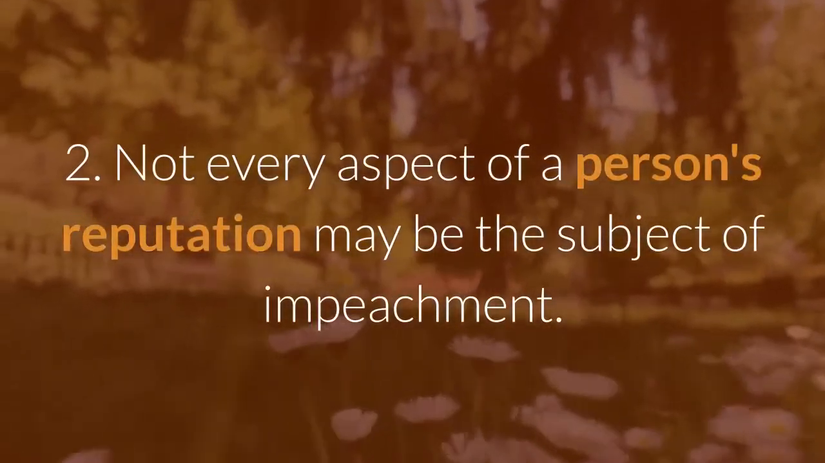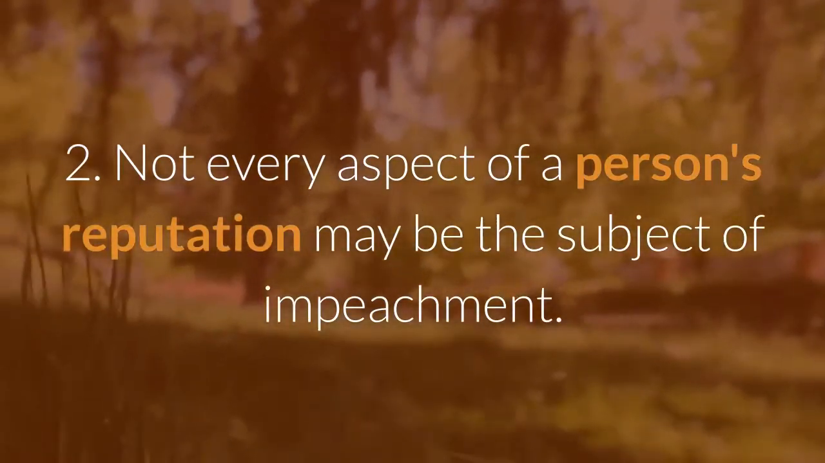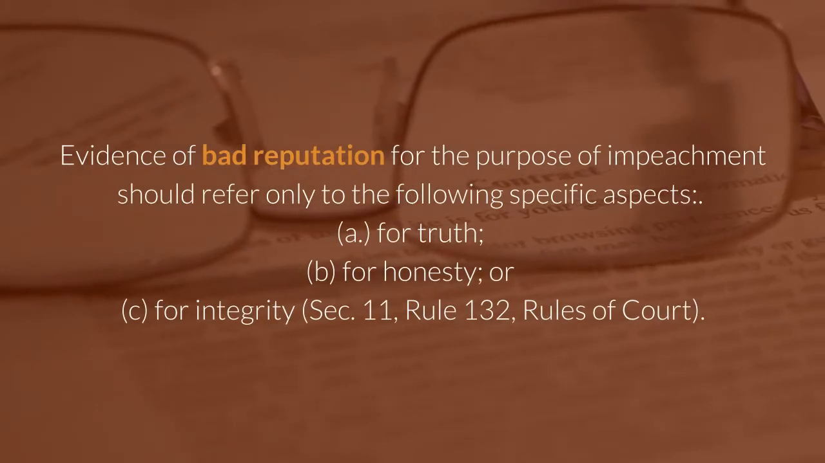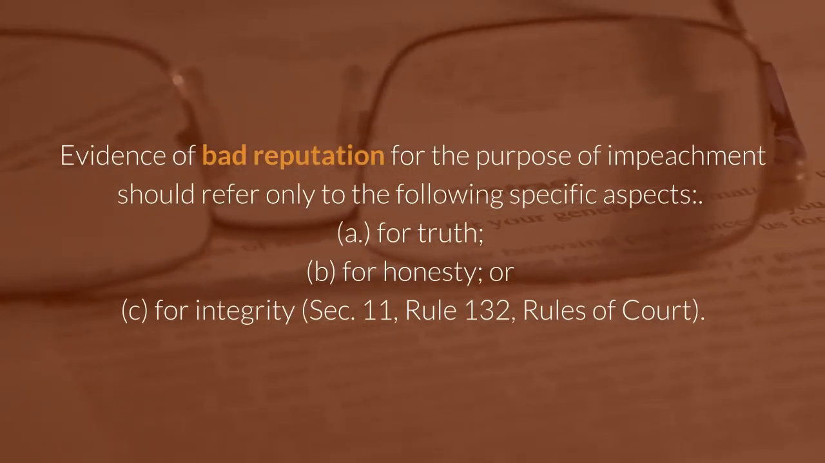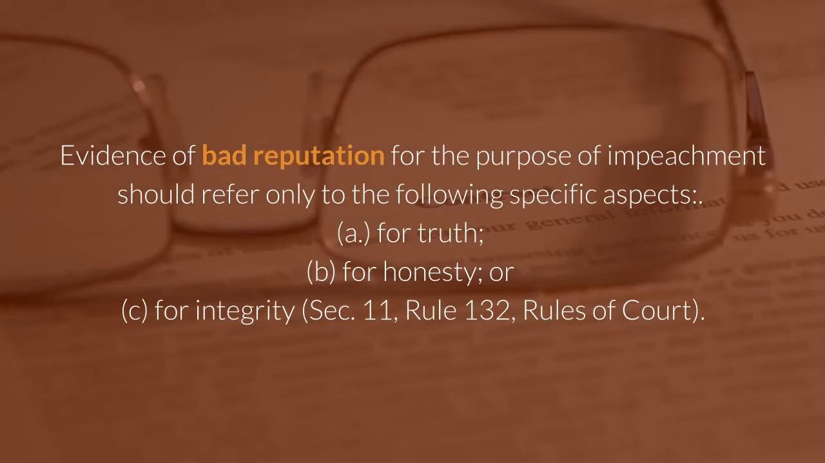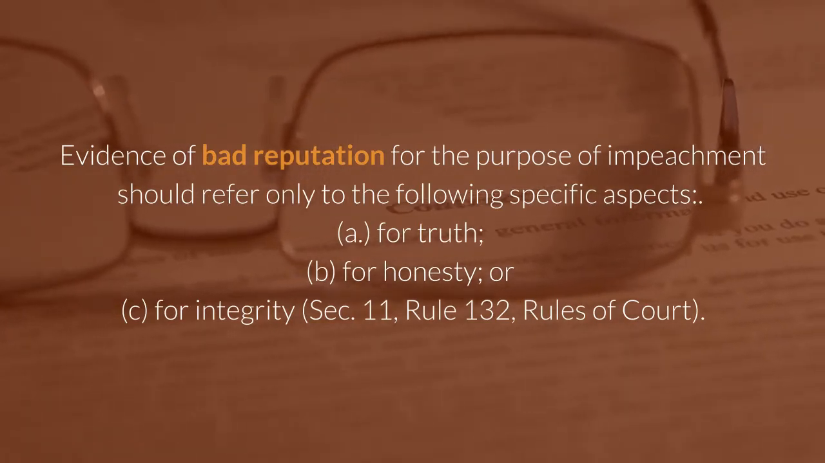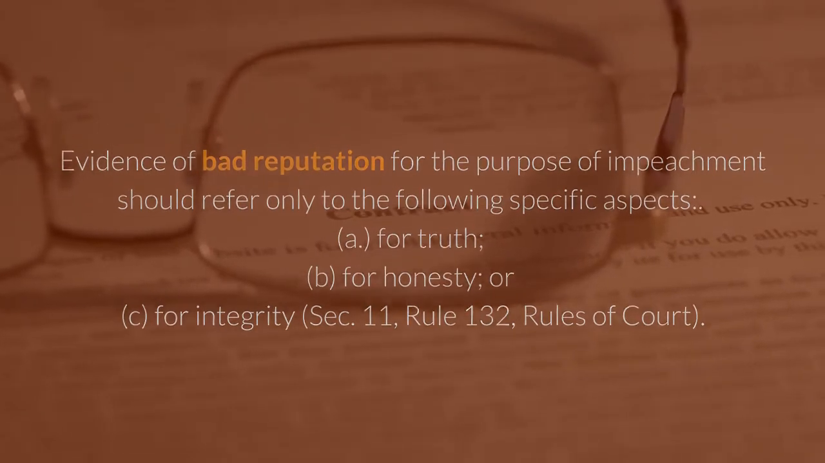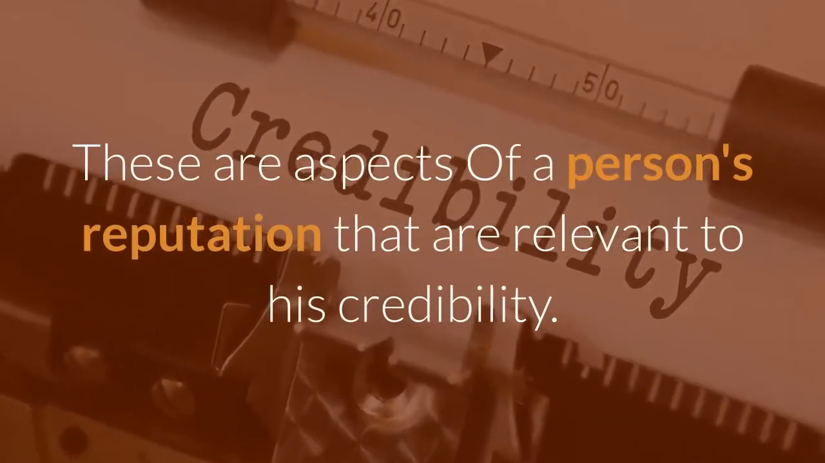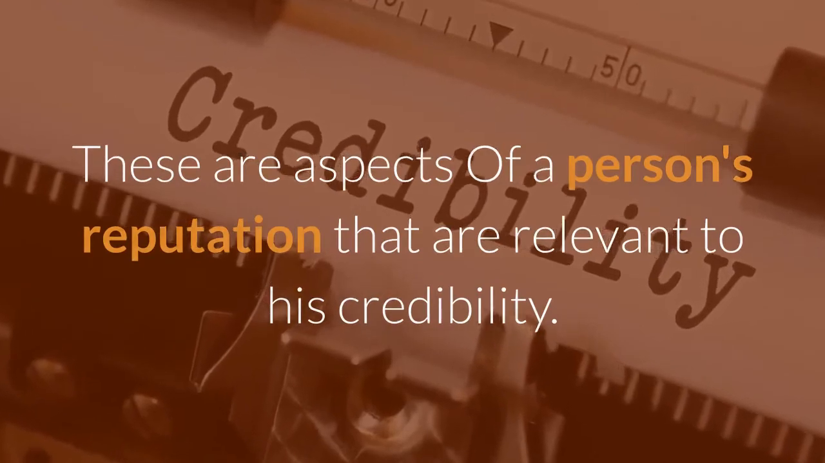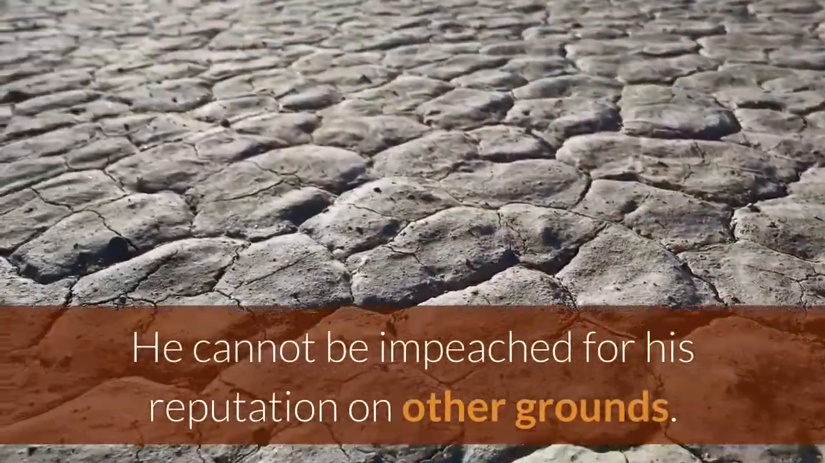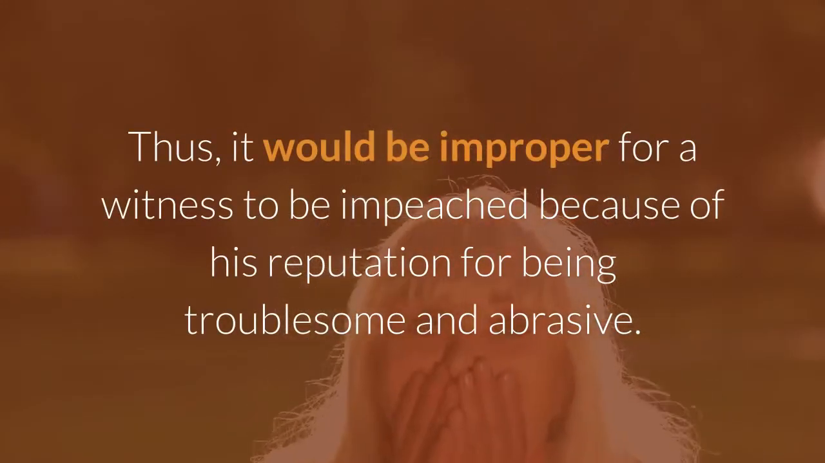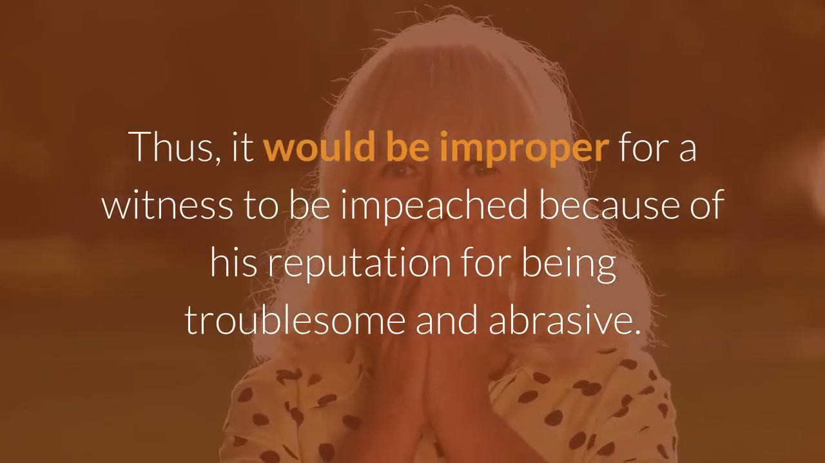2. Not every aspect of a person's reputation may be the subject of impeachment. Evidence of bad reputation for the purpose of impeachment should refer only to the following specific aspects: A. for truth, B. for honesty, or C. for integrity, Sec. 11, Rule 132, Rules of Court. These are aspects of a person's reputation that are relevant to his credibility. He cannot be impeached for his reputation on other grounds. Thus, it would be improper for a witness to be impeached because of his reputation for being troublesome and abrasive.